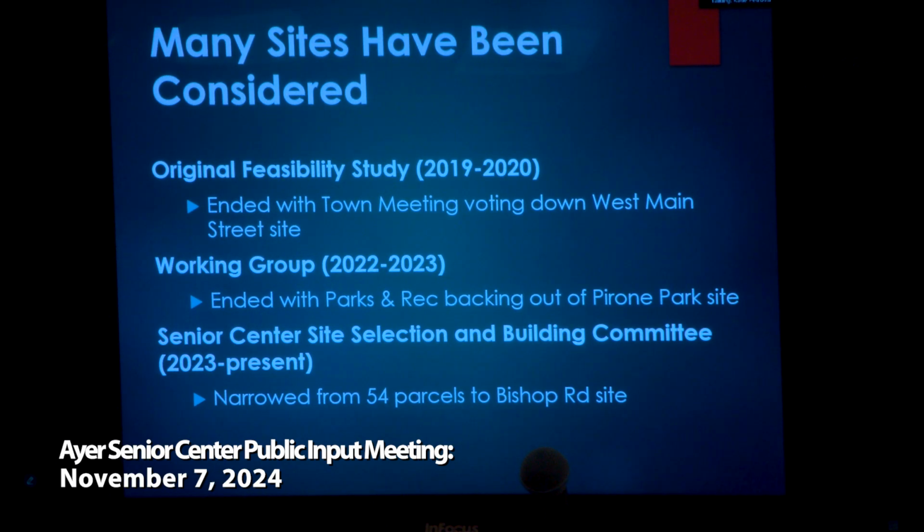Now, as soon as the select board dissolved that committee, they reappointed the current committee, the Senior Center Site Selection and Building Committee. And this group has been working diligently and methodically for the past year to narrow down the 54 town-owned sites. We decided to focus first on town-owned land and diligently looked at them and narrowed them down from 54 to 20, 11, 7, 5, 4, 3, 2, 1, and decided on, and I should say during that time, we also issued an RFP, a request for private landowners who might be interested in selling to the town. That was the second RFP for private land across this span. And both times there were no landowners who were interested in selling land to the town. So we continued to focus on town-owned sites and decided on Bishop Road.